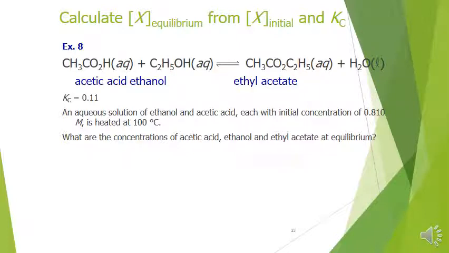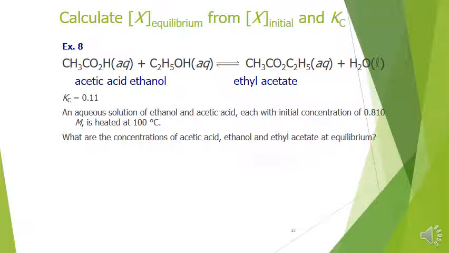All right, so here's another problem. Take some acetic acid plus ethanol and make ethyl acetate. Okay. The K is 0.11. The initial concentration of each of the reactants is 0.81. It's heated to 100 degrees C. And what are the concentrations at equilibrium?